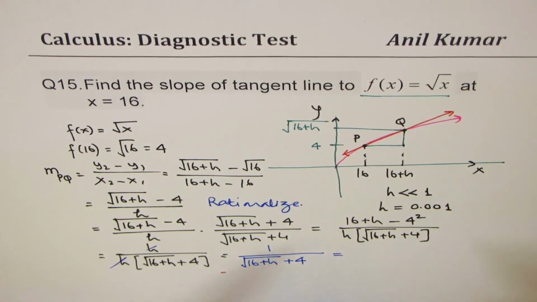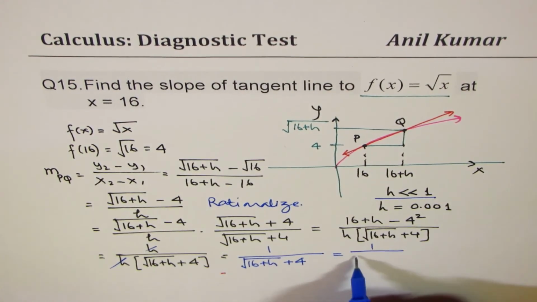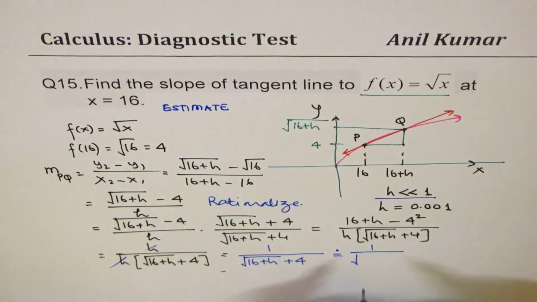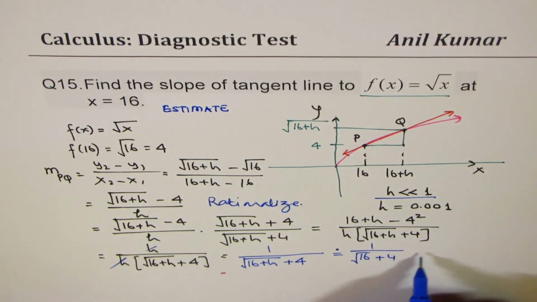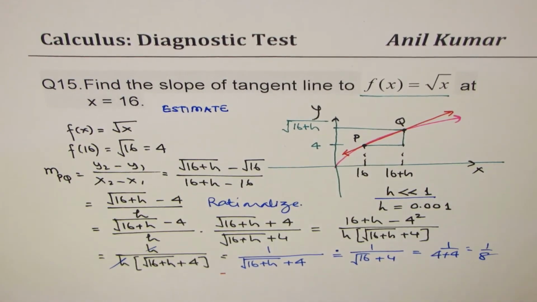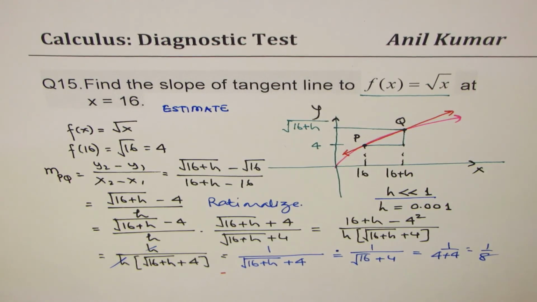Now clearly h is very, very small, so we can consider that to be almost 0. So we get 1 over square root of 16 plus 4, approximately. So it is always an estimate, correct? Square root of 16 plus 4 is 4 plus 4, so we get 1 over 8, correct? So that is how you can find slope of a tangent line for any function. Do you get it? So this becomes kind of a general formula or a general method which you can always apply to find slope of a tangent line.